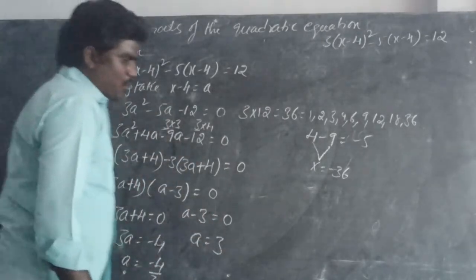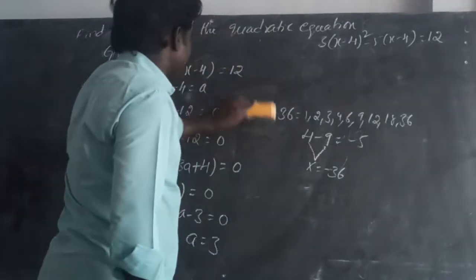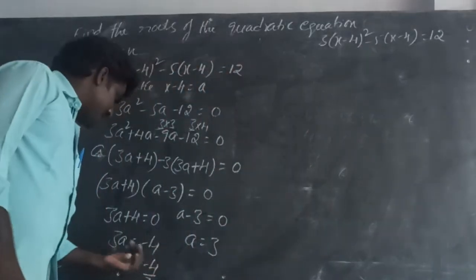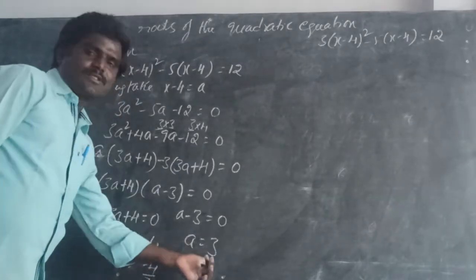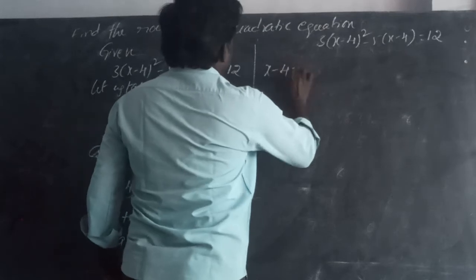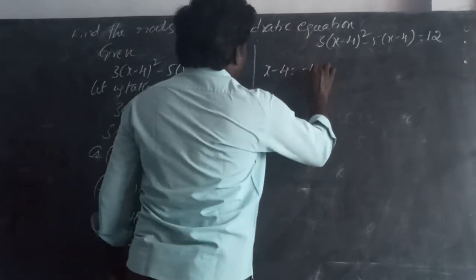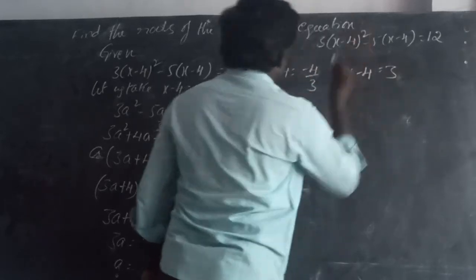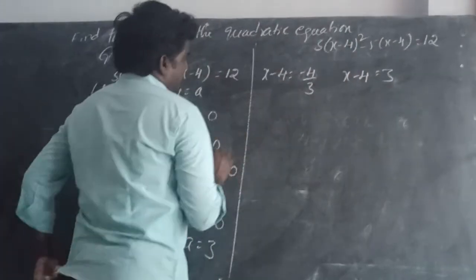So here, what do we take in the place of a? x - 4. What are the a values here? a = -4/3 and a = 3. So x - 4 = -4/3. Next, x - 4 = 3. Minus 4 goes to the other side as plus.